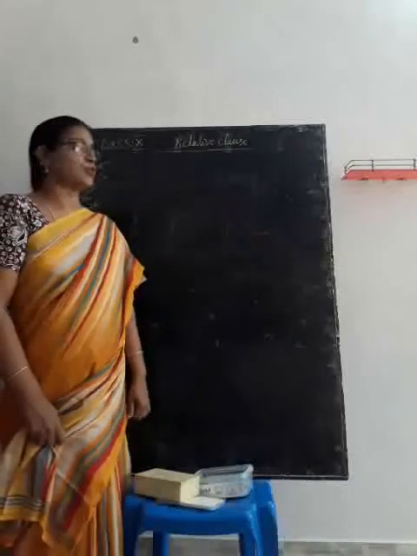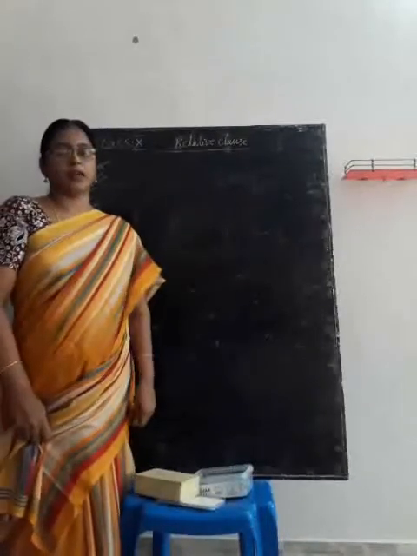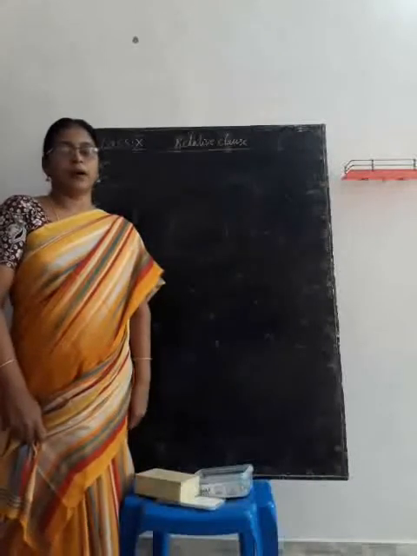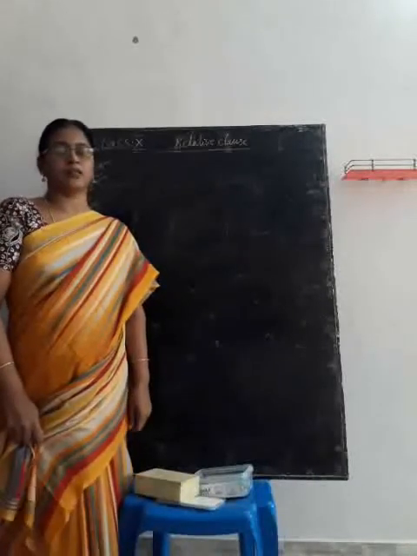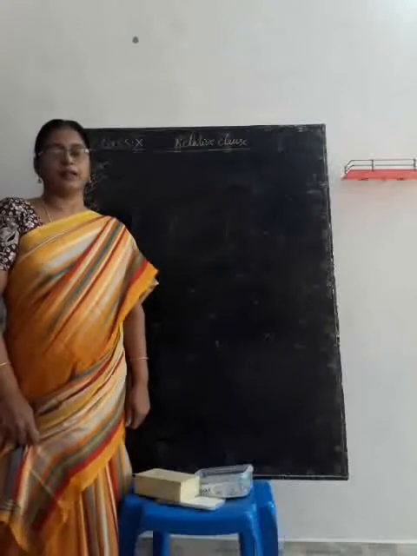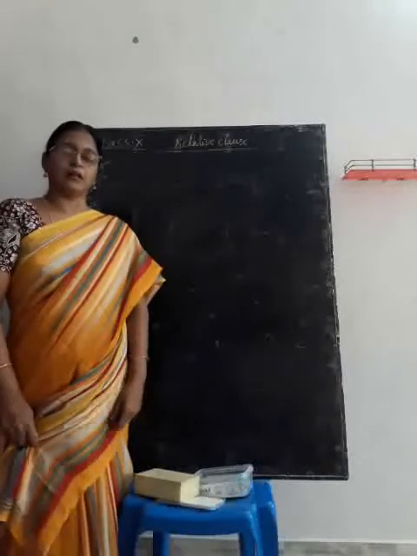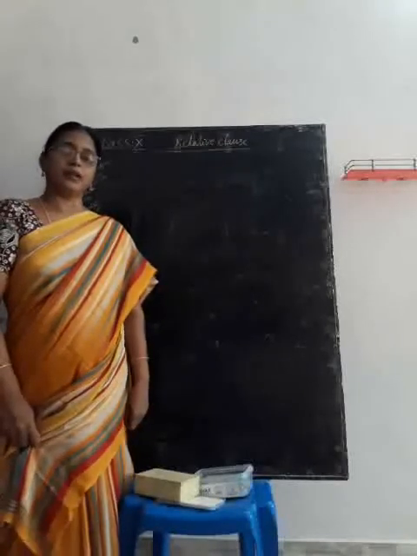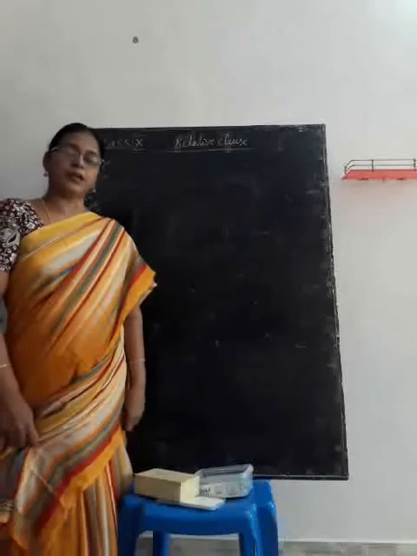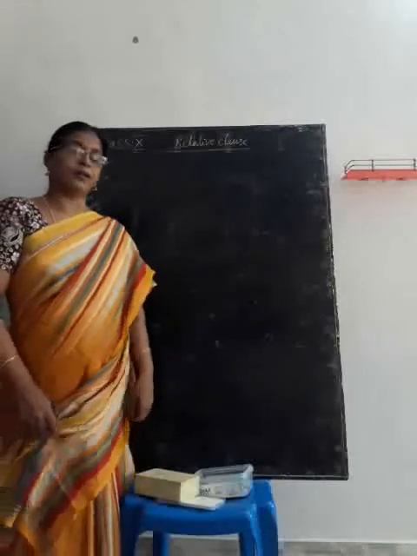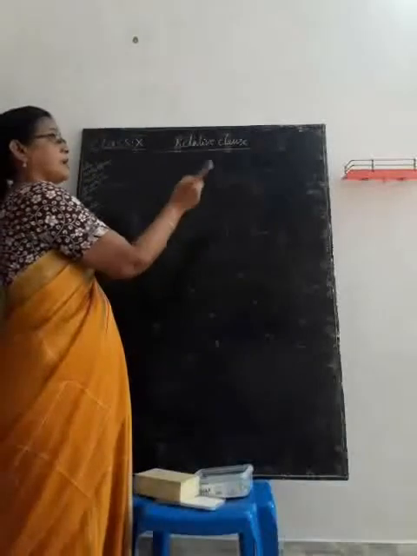First of all, we should know what is relative clause. An adjective clause is also called relative clause. They are subordinating clauses. What is subordinating clause?